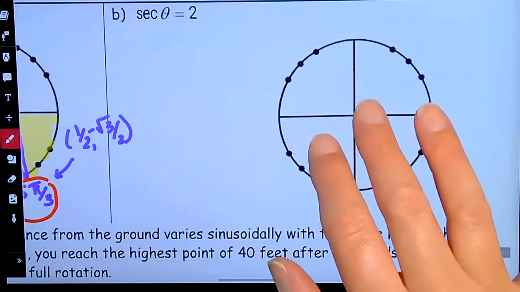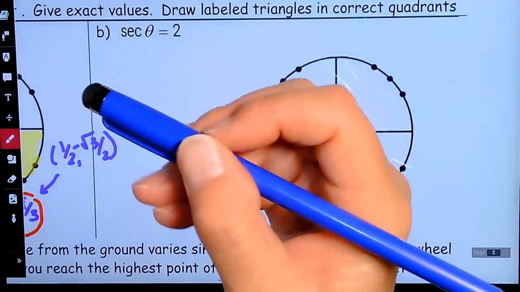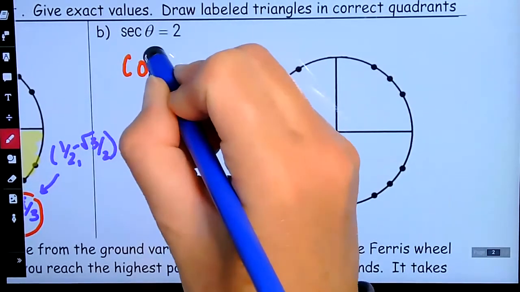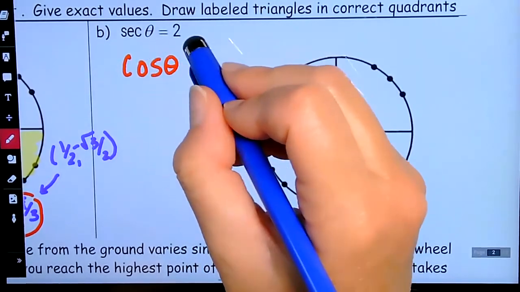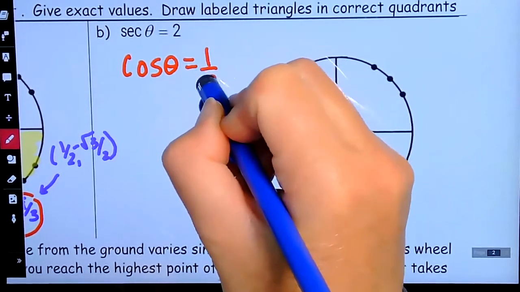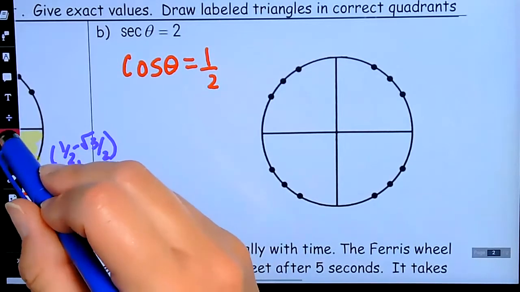On B, secant. Remember, secant, S doesn't go with S, C doesn't go with C. So really I want cosine. No matter what, the angle is going to be the same for secant of 2 and cosine of the reciprocal of 2, which is 1/2. So I really want to figure out where in the world my cosine is a positive 1/2.